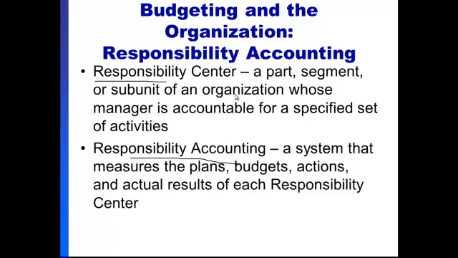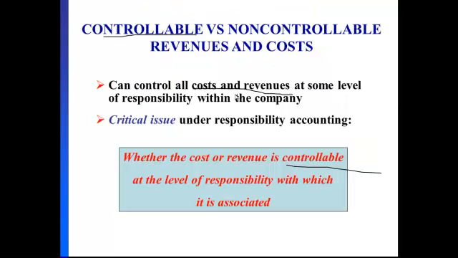Responsibility accounting, then, is the accumulation of the data that measures the plans and the budgets and compares the budgets to the actual for each responsibility center. Now, first of all, we must make a distinction. We are only reporting on those costs that are controllable by the manager. That means they're under the discretion of a manager. He can change those costs. Some costs he cannot change. They're not controllable for him.